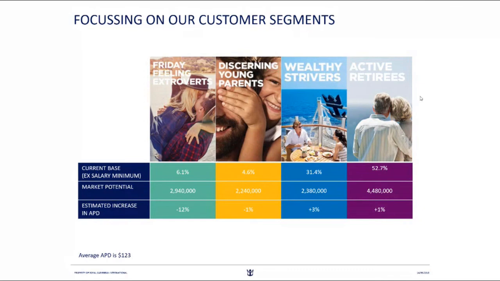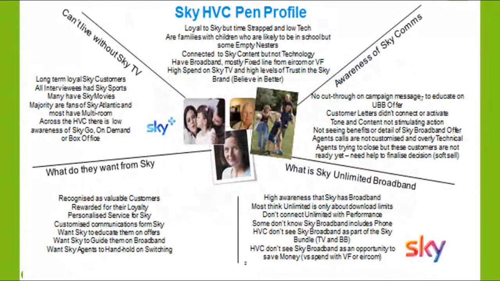Another one we did was Sky customers, where we looked at what we call their high value customers. So what do these high value customers have in common? What do they look like? What brings them together? In this instance, we looked at things like loyalty, how they engage with communications, interest in online activities like broadband, and we also looked at how they engage with content and TV content and so on. And that allowed us to develop a number of pen profiles highlighting different types of Sky customers.